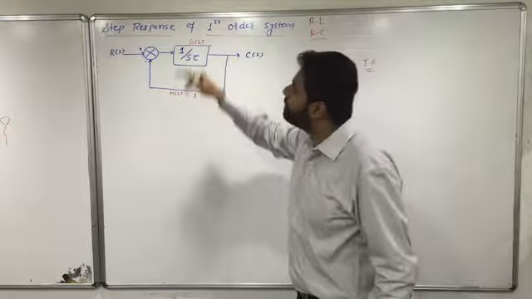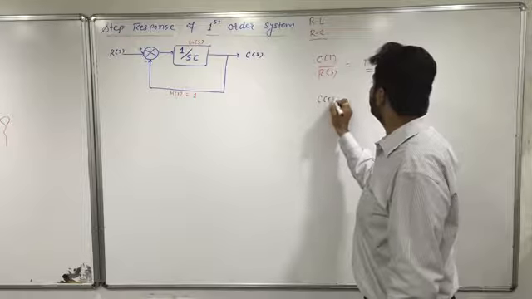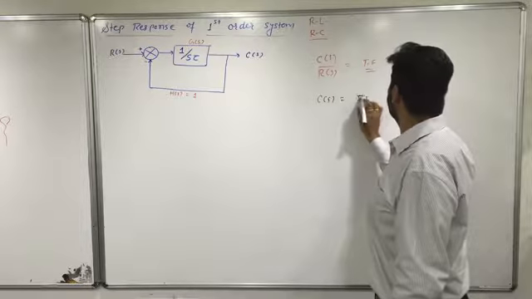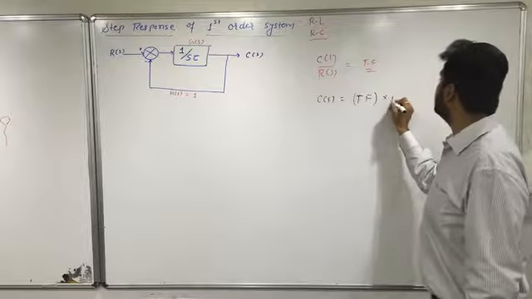Now let's say I have got some transfer function over here. I want to find out the step response. So I can say that C of s is equal to the transfer function multiplied by R of s.